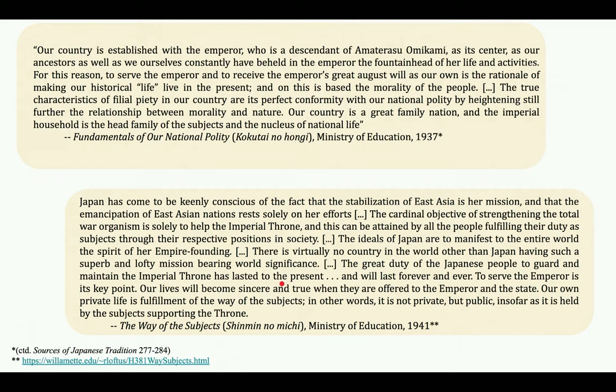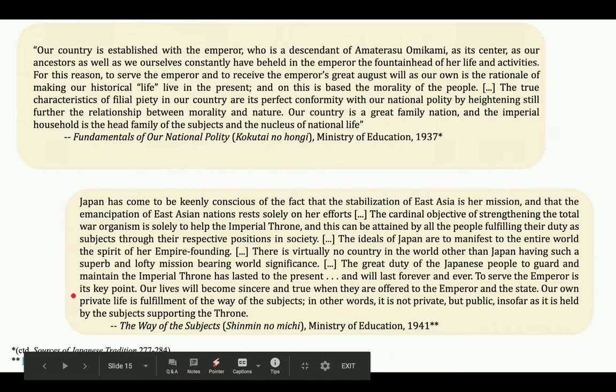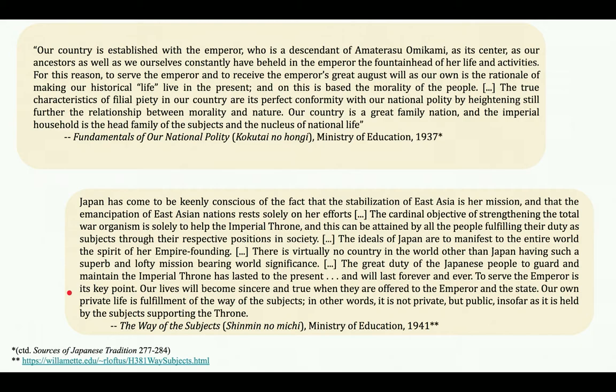To serve the emperor is its key point. Our lives will become sincere and true when they are offered to the emperor and the state. Our own private life is fulfillment of the way of the subjects. In other words, it is not private, but public, insofar as it is held by the subjects supporting the throne.